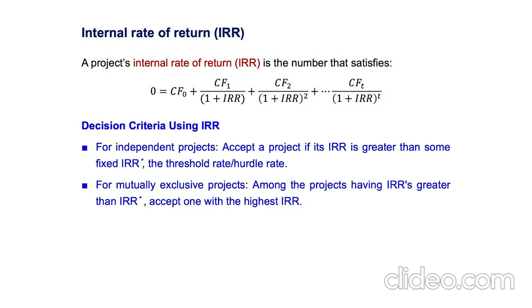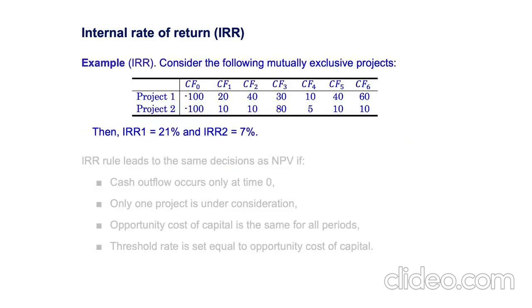The decision rule based on IRR is as follows. First, a threshold rate or a hurdle rate, IRR star, is set. Then, for independent projects, accept all the projects with IRR greater than the hurdle rate, IRR star. For mutually exclusive projects, among the projects with IRRs greater than the hurdle rate, accept the one with the highest IRR. Let's consider an example to illustrate the use of the IRR rule.